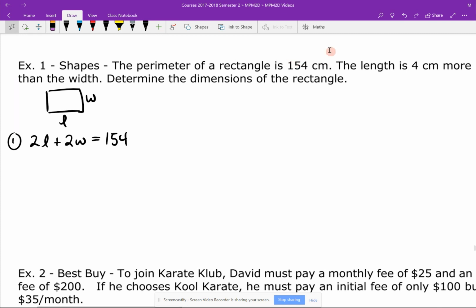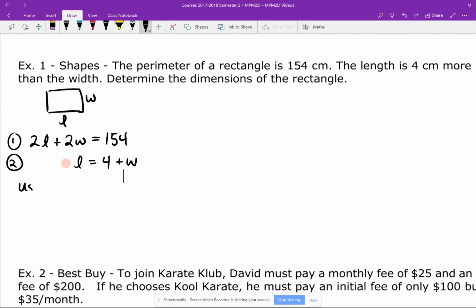Okay, we're also told the length is 4 centimeters more than the width. So we can use that statement for our second equation. And that says the length, L, is equal to 4 more than the width. So 4 plus W, or W plus 4. Okay, so here are the two equations. Here's our linear system, and we're going to solve this linear system. And I'm going to use substitution to do that. So let's use substitution.